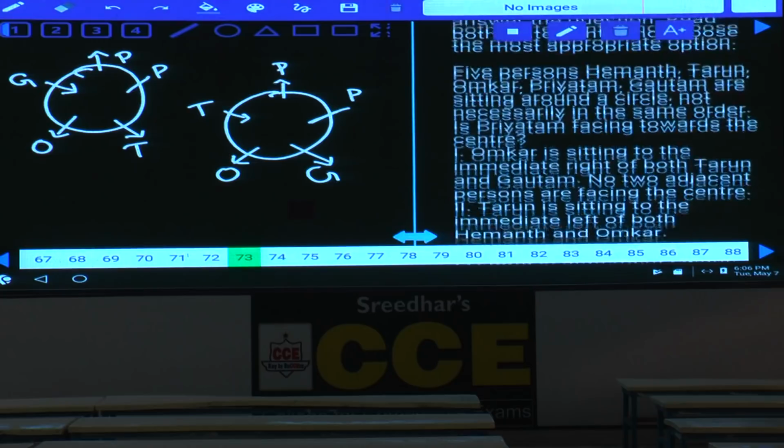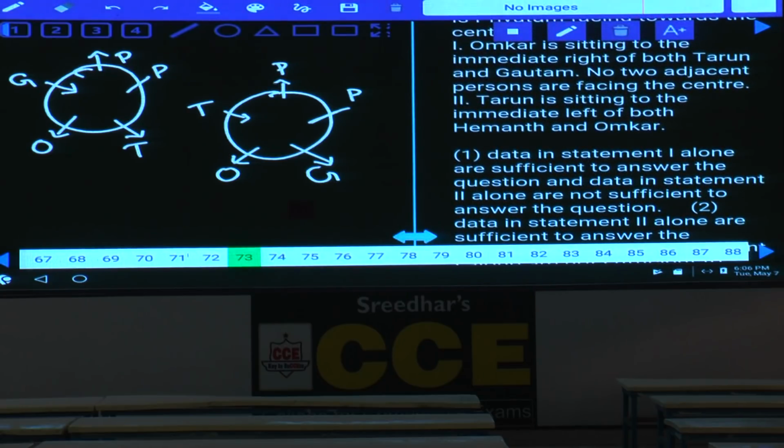Then coming to the second one, Tarun is sitting to the immediate left of both Hemkar and Omkar. Now in this one 1, 2, 3, 4, 5, now if this is Tarun, now Tarun is to the immediate left of H and O, immediate left means these 2 persons must be like this. Or what is the second possibility we have? Now if Tarun is here, and O is here facing towards the center, then H will be here facing away from the center. Now no information about P at all in condition number 2, and 2 alone is not sufficient.